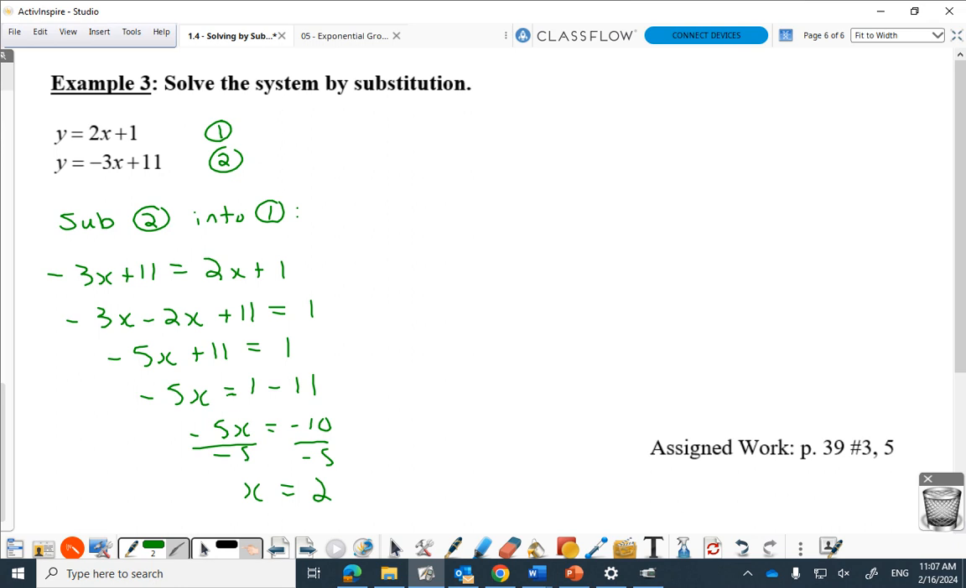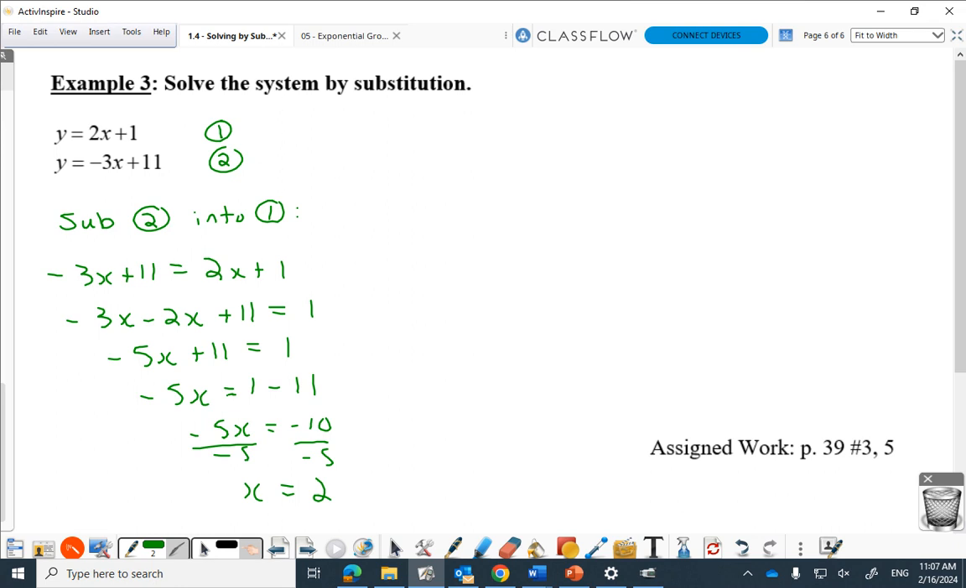What now? What do I do with the 2 to get the y value? Once I have an x, what do I do with it to get y values? It's more substitution. You see why it's called substitution? Every step is like sub, sub, sub. You're just subbing this into that until you sub it back into that. Great method. So sub x equals 2.